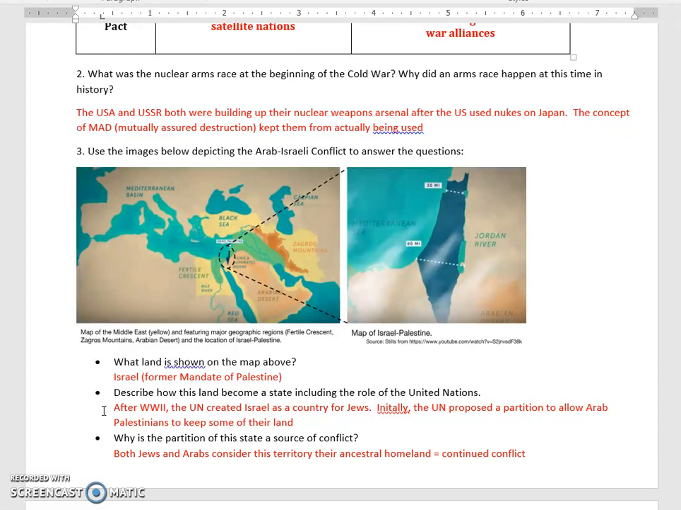Initially, there was a partition plan in place that was designed to give the Arab Palestinians land and the Jewish immigrants or other residents land. The problem with this partition plan is both the Jews and the Arabs consider the territory their homeland. So when Israel immediately moved in to occupy these partitioned areas, the conflict over this territory is still continuing to this day.